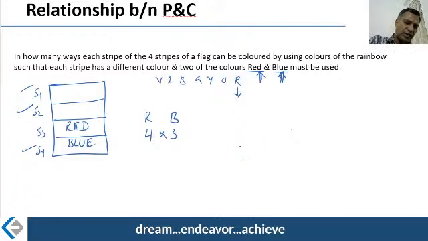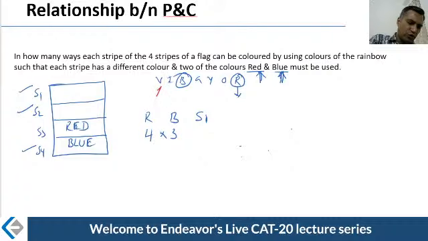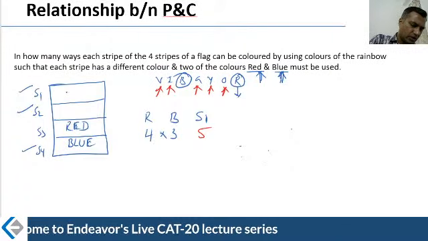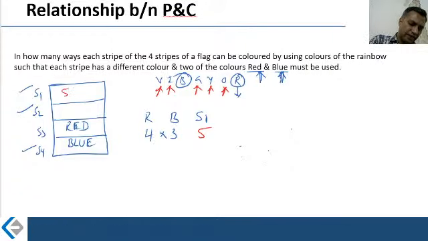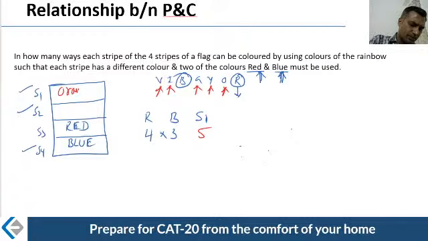Now what do I do? Come to stripe 1. Red is used and blue is used. On stripe 1, you can use violet, indigo, green, yellow, or orange. So on stripe 1, I can use any of the 5 colors. Perfect, already 5 ways. Assume that you used orange. No problem, any color.